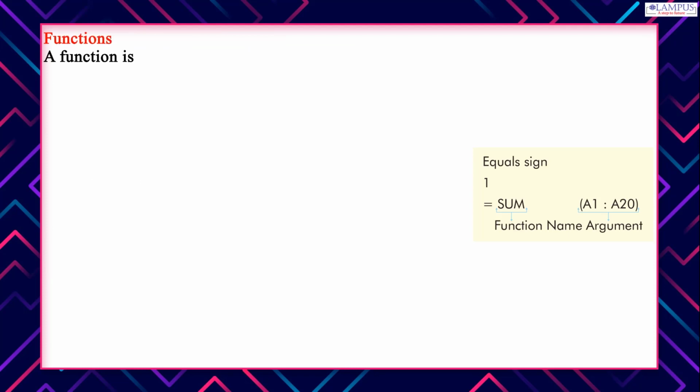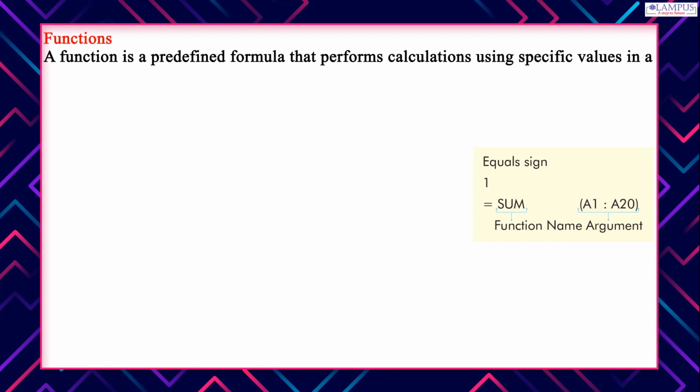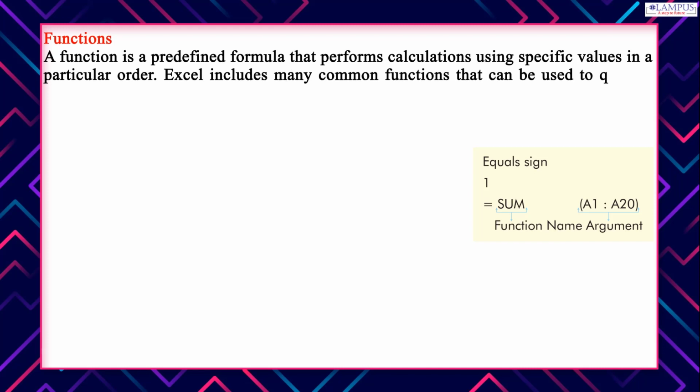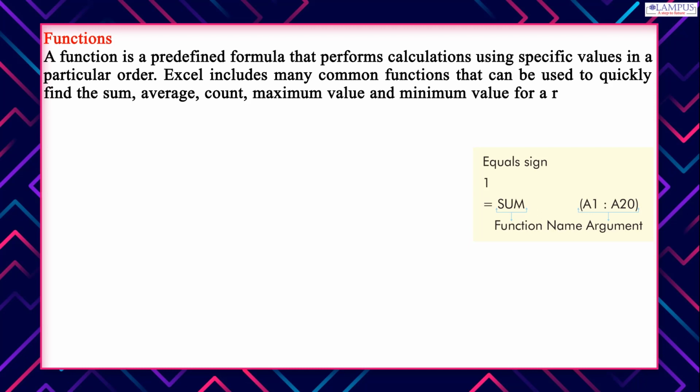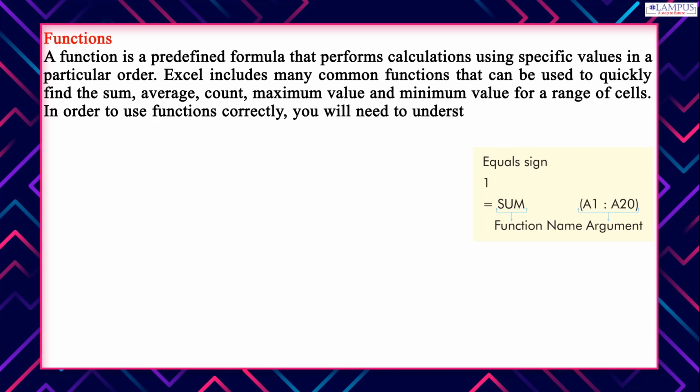Functions. A function is a predefined formula that performs calculations using specific values in a particular order. Excel includes many common functions that can be used to quickly find the sum, average, count, maximum value and minimum value for a range of cells. In order to use functions correctly, you will need to understand the different parts of a function and how to create arguments to calculate values and cell references.